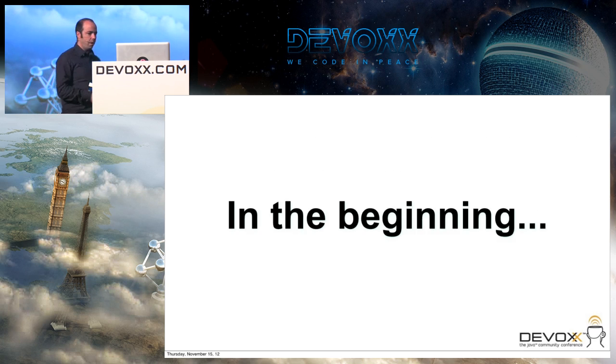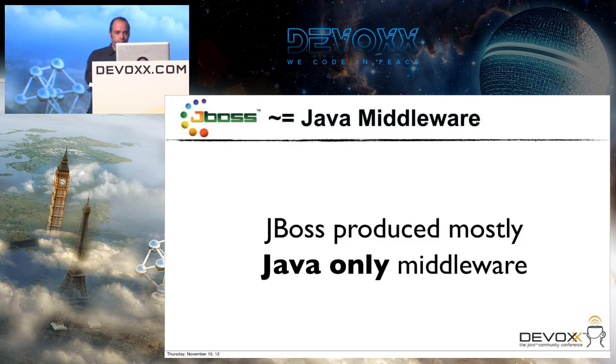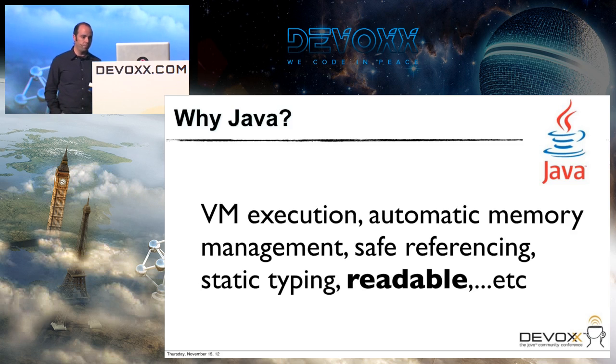So let's go back in time a little bit. Back when JBoss started, it pretty much developed Java-related middleware. But why did JBoss decide to use Java and not other languages? That was because Java was really the first language suitable for large development teams with large-scale deployments, whose applications were going to be accessed by quite a few users.